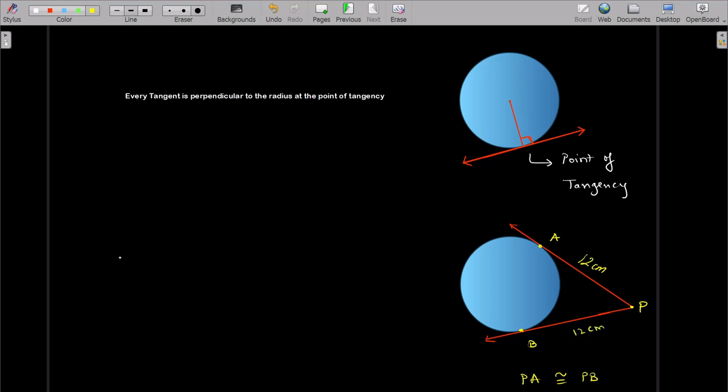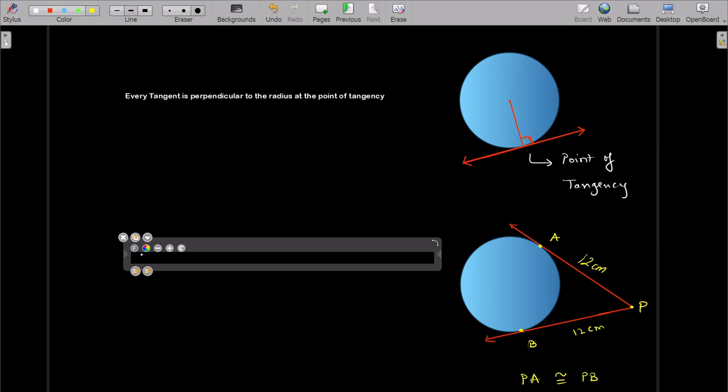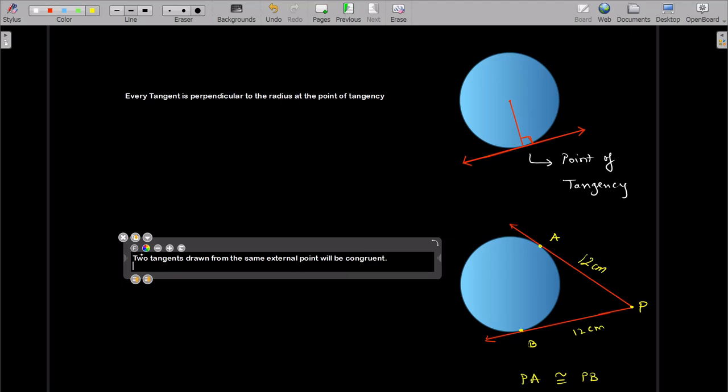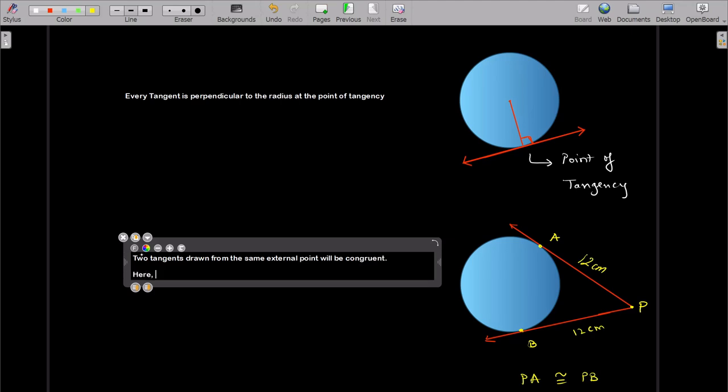Okay. So two tangents drawn from the same external point will be congruent, and here PA is congruent to PB.